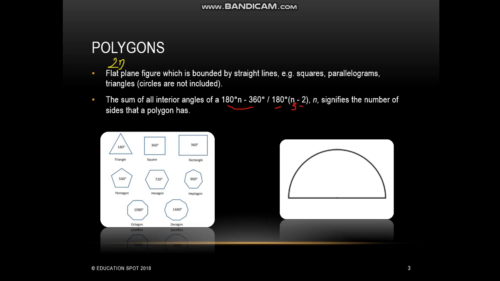My 3 doesn't look nice, which equals 1, right? And then it's going to be 180 multiplied by 1, which is 180 degrees.